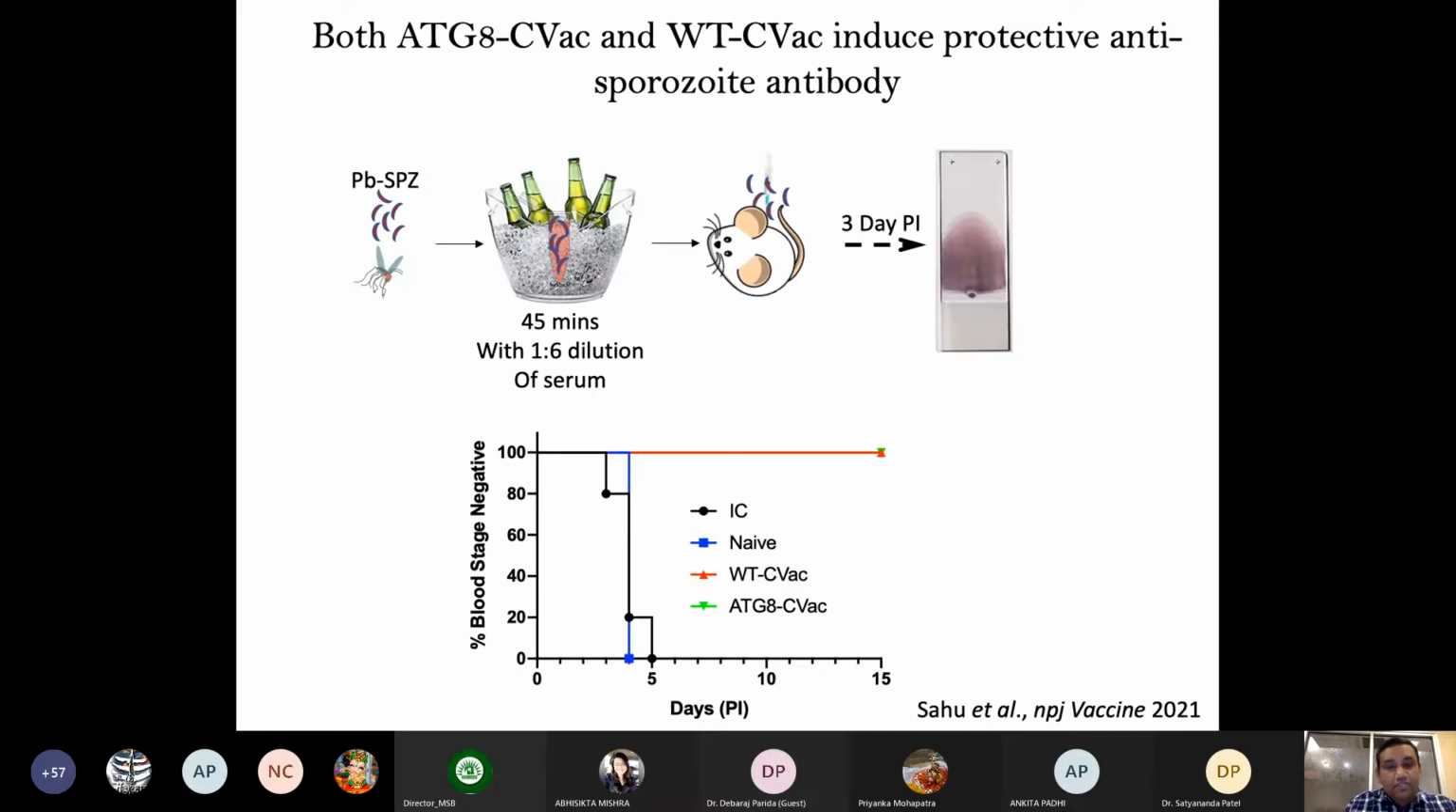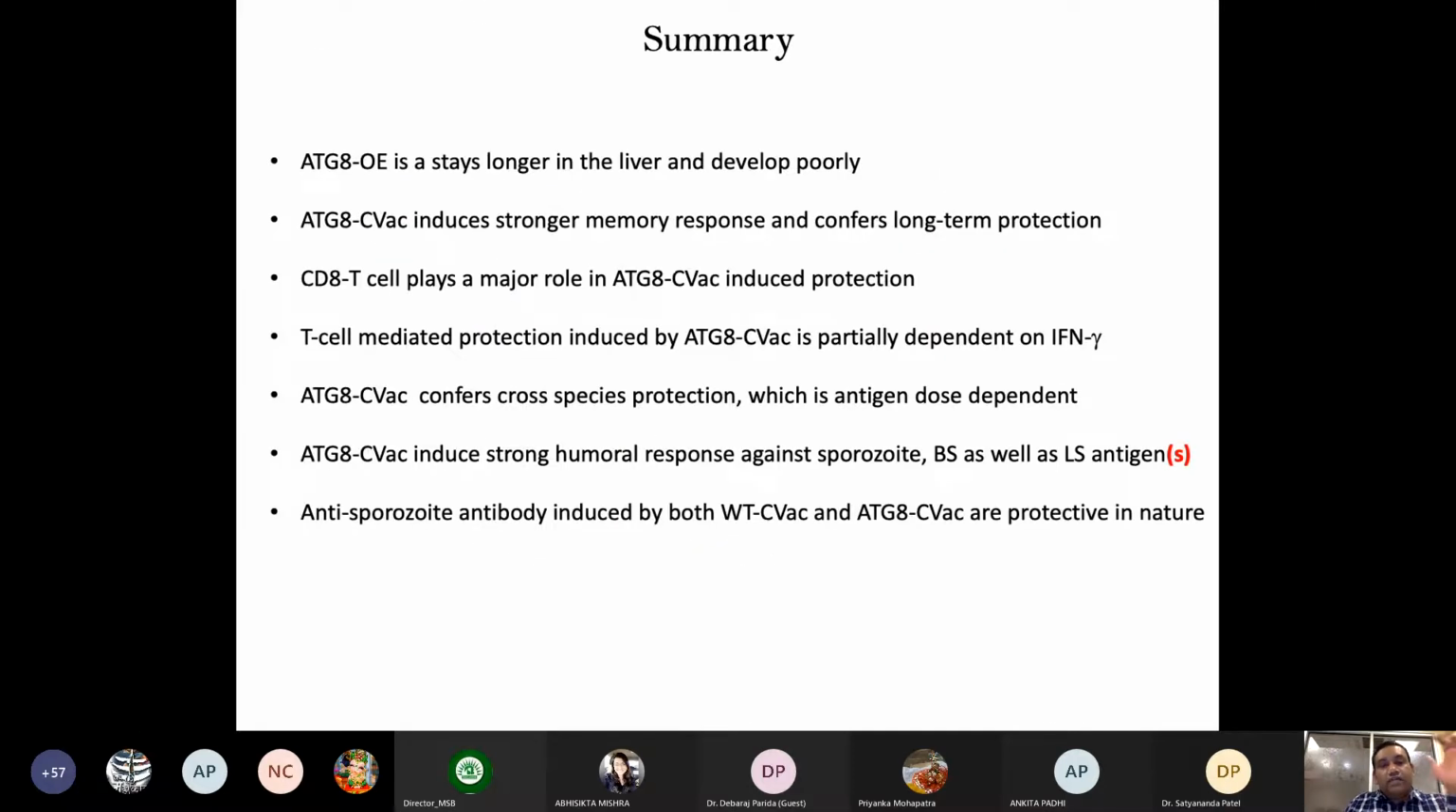To summarize what we have seen so far: the ATG8 overexpressor stays longer in the liver and develops poorly, and it also induces a strong memory response as opposed to the wild type. Because it induces a strong memory response, it confers long-lasting protection. This protection is CD8 T cell dependent, and this CD8 T cell does not use interferon gamma for the protection. Our ATG8 is also able to provide cross-species protection, which will be a better vaccine if we design it clinically and test it in humans, because that's what you want.